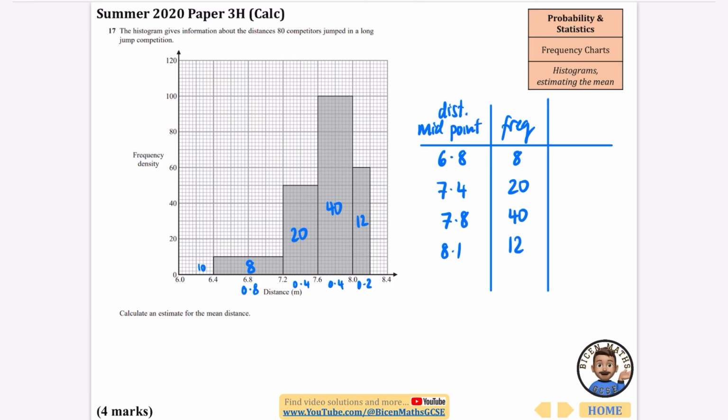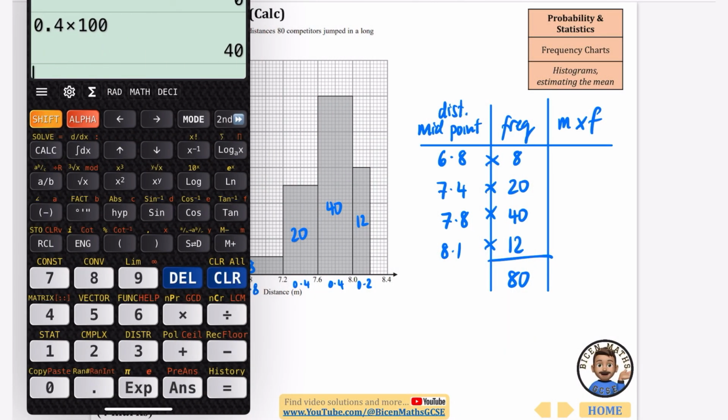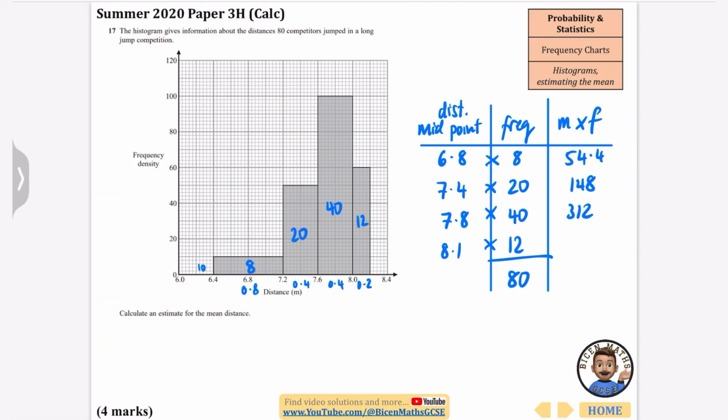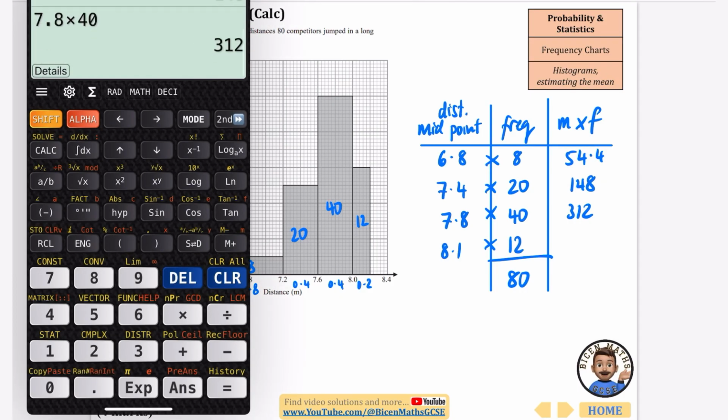So I can draw in a line here and a line here. I'm also going to multiply these things together now. So I'm going to do the midpoint multiplied by the frequency. So all of these things are going to get multiplied and totaled. And we're going to divide it by the total of the frequency, which is 80. So we're going to do 6.8 times by 8, 54.4. 7.4 times 20, 148. 7.8 times 40, which is 312. And 8.1 multiplied by 12, which is 97.2.